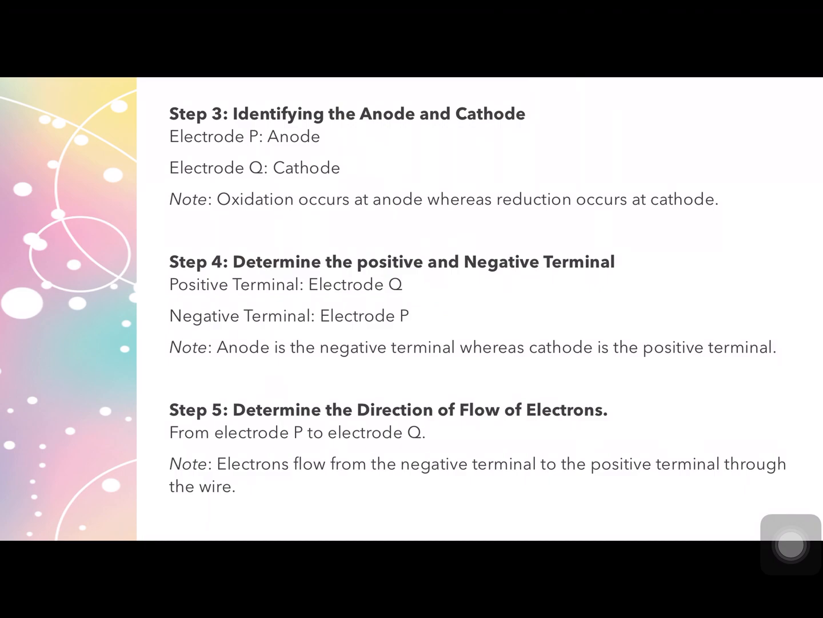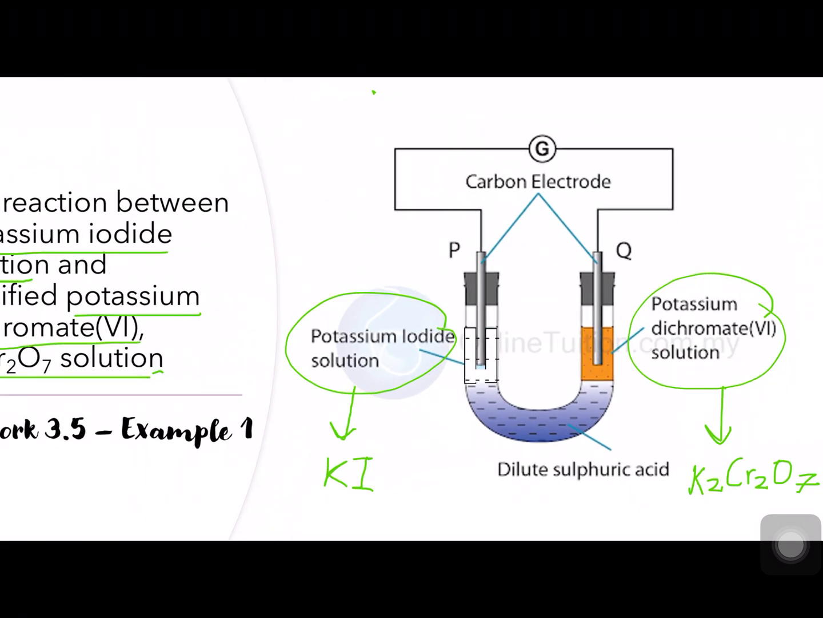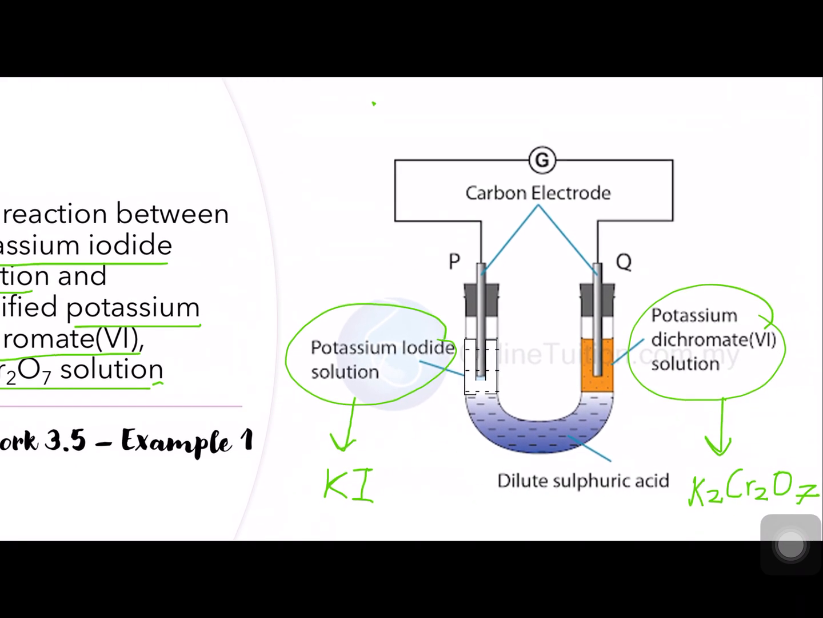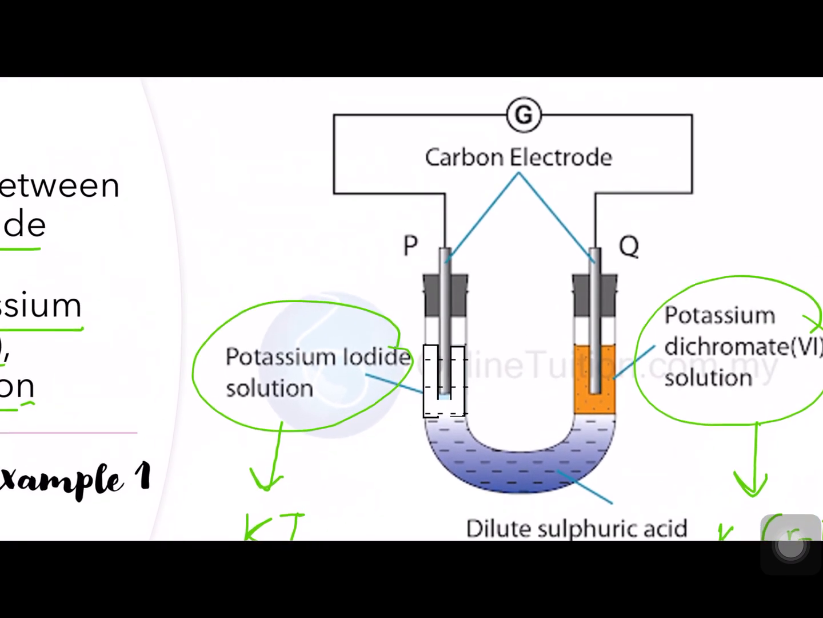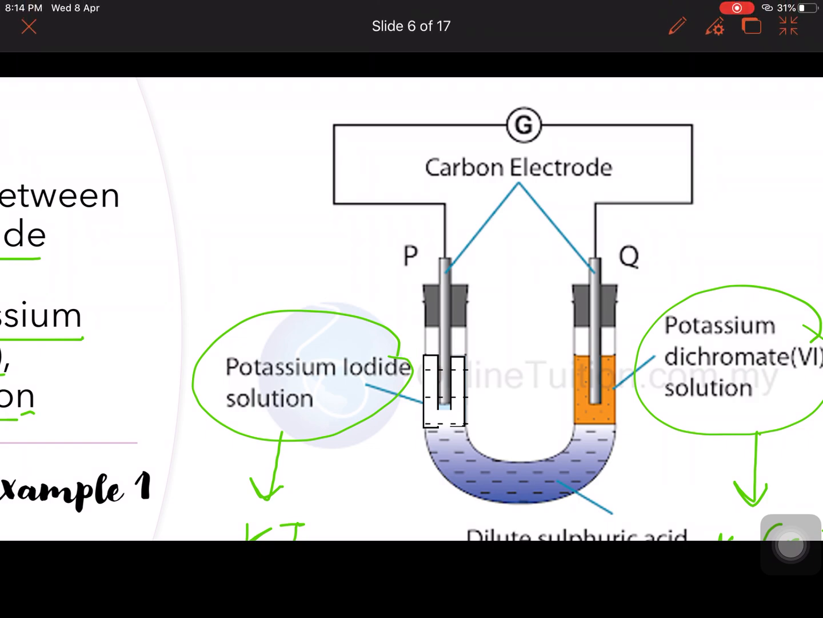So, for the electrode P, tengok balik soalan tadi. This one is electrode P. So, this electrode P dia adalah anode. Okay, because anode is the one that donates the electron. Nah, electron comes from potassium iodide. So, this one lah anode, or negative terminal.